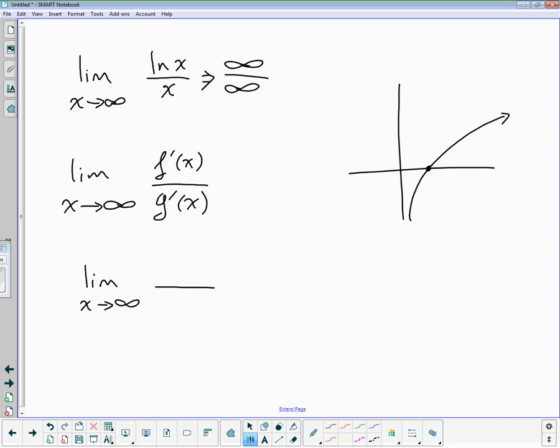So the derivative of the numerator is, yes, 1 over x, very good, yes. And the derivative of the denominator is that. So now we have, and this goes to, yes, 1 over infinity goes to 0.